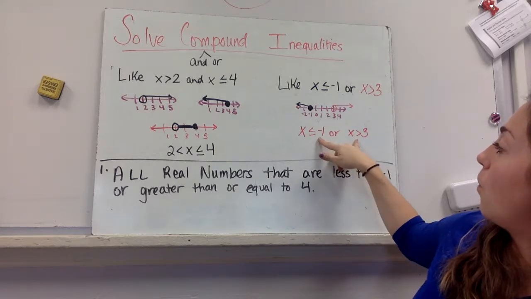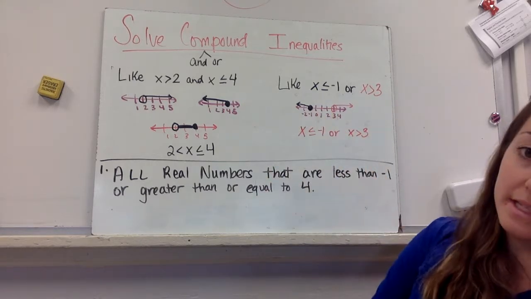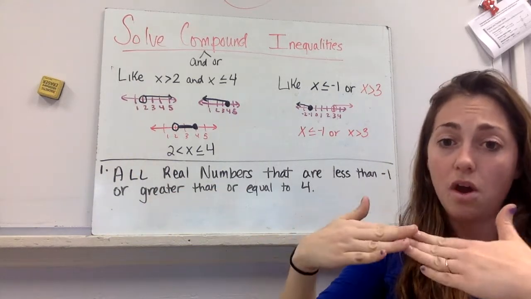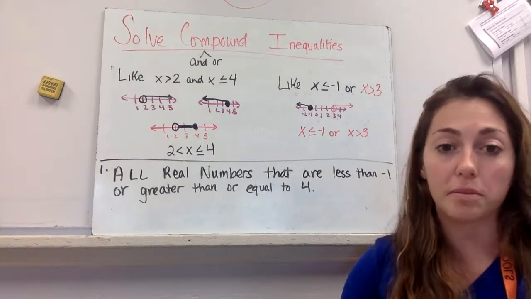Nothing to put together for an or. And you'll see that it separates like this. They'll always go away from each other. So big hint, and goes in, or goes out. If you have it the opposite, there's something wrong.